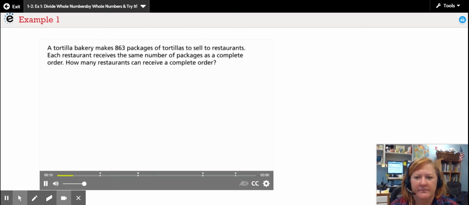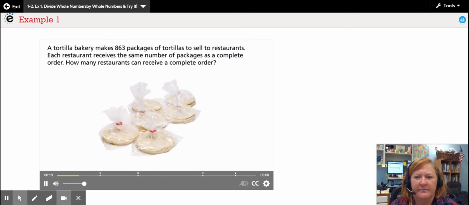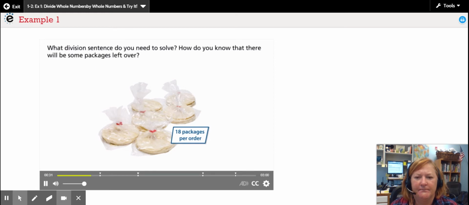A tortilla bakery makes 863 packages of tortillas to sell to restaurants. Each restaurant receives the same number of packages as a complete order. How many restaurants can receive a complete order? What division sentence do you need to solve? How do you know that there will be some packages left over?